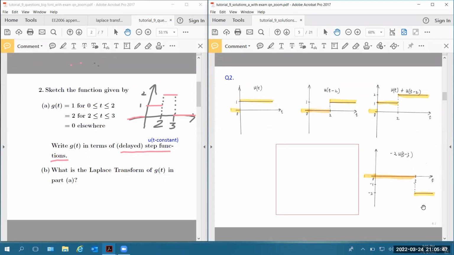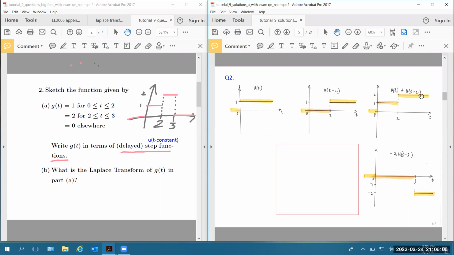So this is actually the graph. Below 3, it is 0. More than 3, your u(t-3) is 1. 1 times minus 2 is minus 2, right? So that's why you get this. From 3 onwards, you get minus 2.